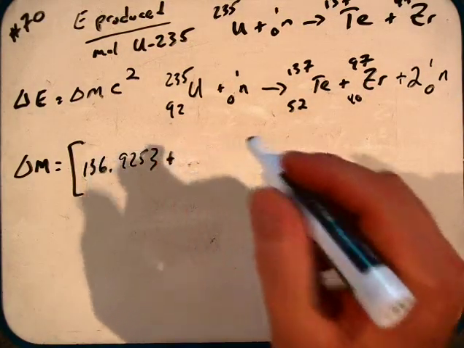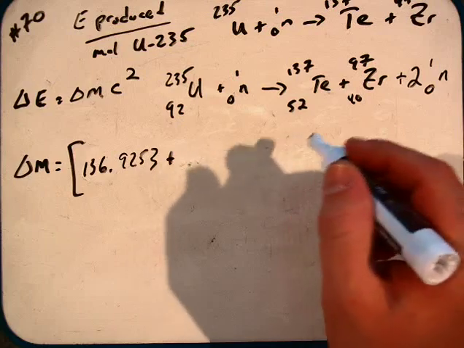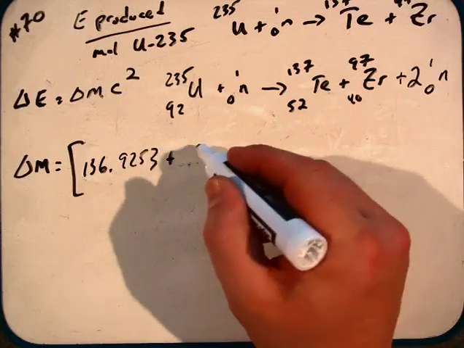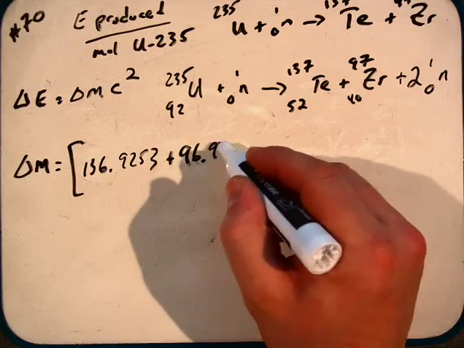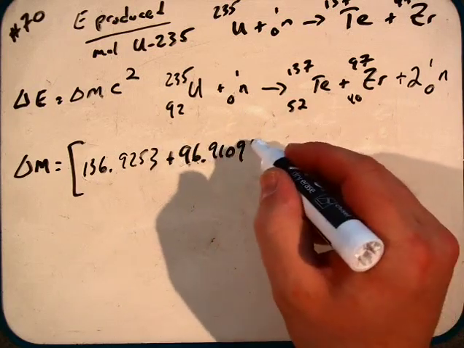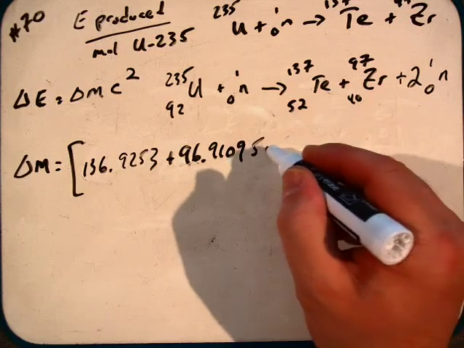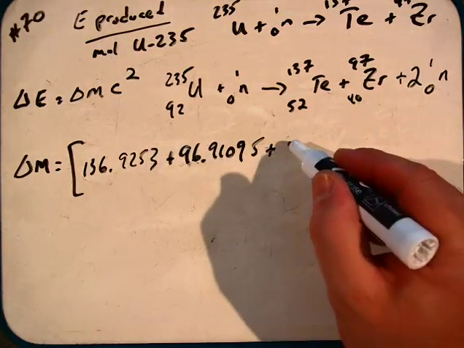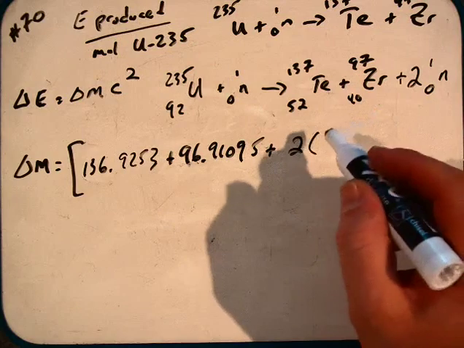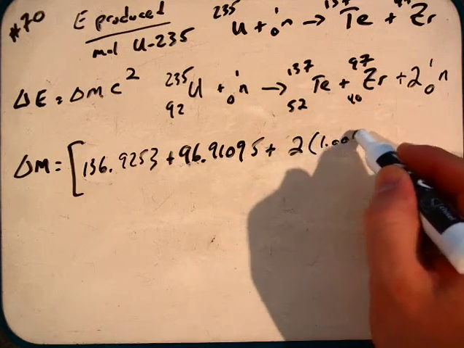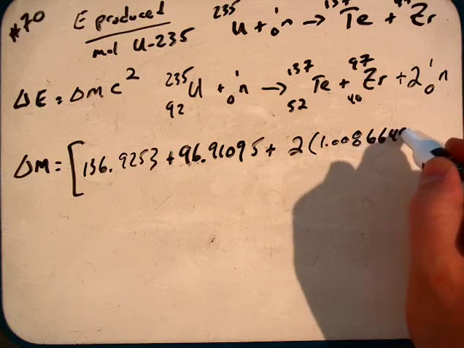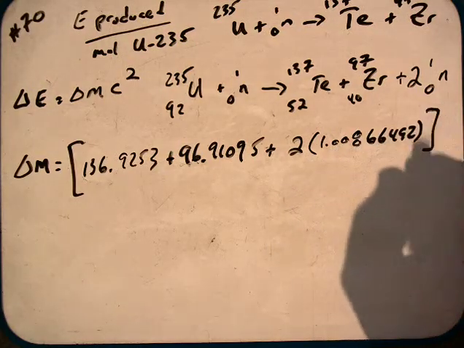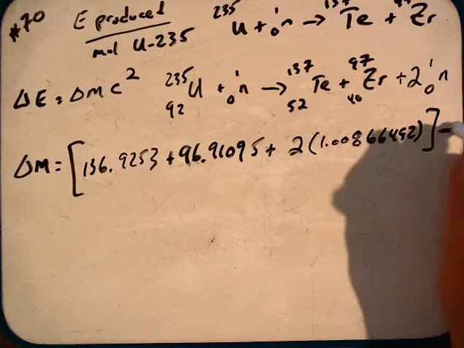And so we need to add up those masses given to us. The tellurium is the 136.9253. The zirconium is 96.91095. And then we made 2 neutrons, so we would take 2 times our mass for a neutron, which is 1.00866492. And so those are our products.